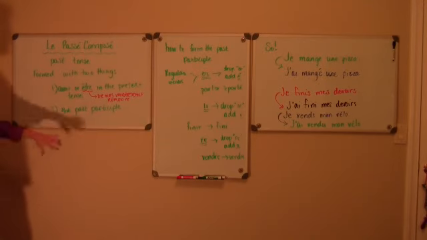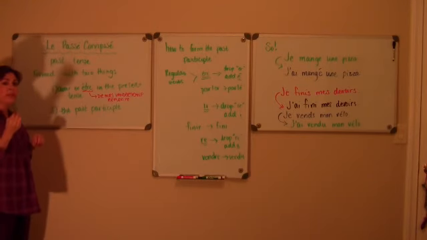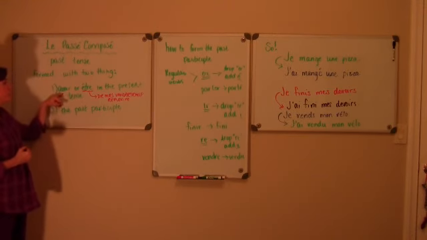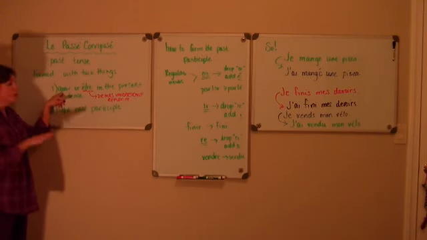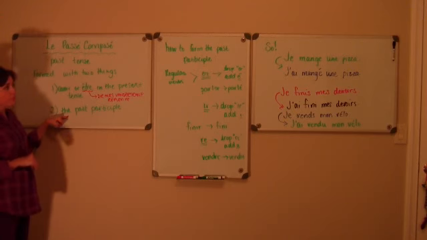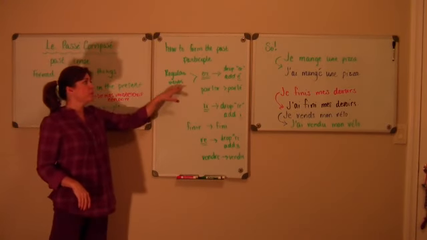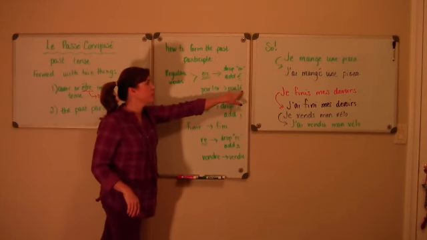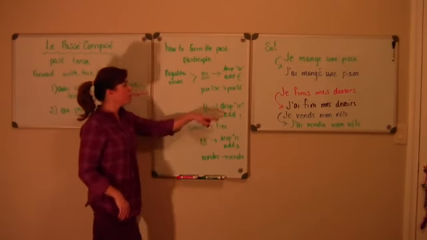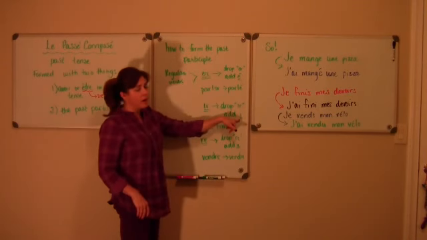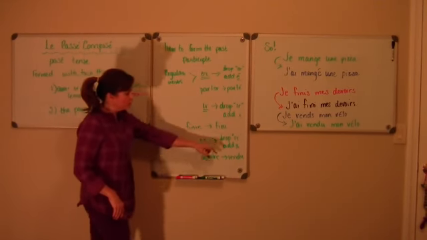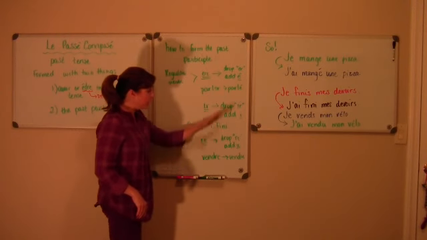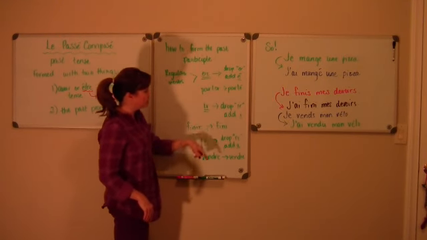So, this wraps up our passé composé. Remember, passé composé, two things necessary. First, the present tense of avoir, which agrees with your subject pronoun, and the past participle. Regular ER verbs, I drop my ER at the end of the infinitive and I replace it with E accent aigu. IR verb, I drop my IR, add the I. RE verbs, drop the RE, add U. And this is how I get my past participle.